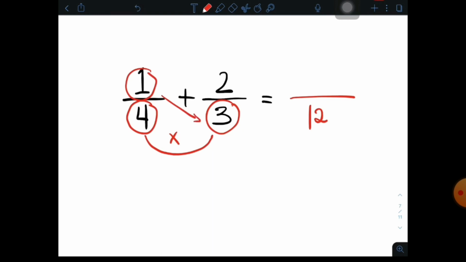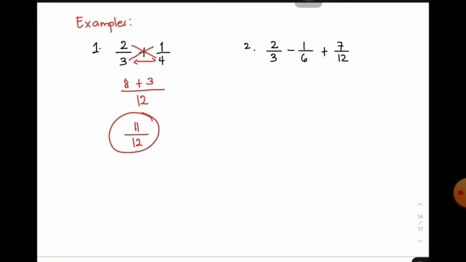And then cross multiplication to get our numerators. So we multiply 1 times 3, we get 3. Next, 2 times 4, then we have 8. Okay? So we will cross multiply the numerators and the denominators. So we have 3 and 8. So when we add, we get 11 over 12. Okay?